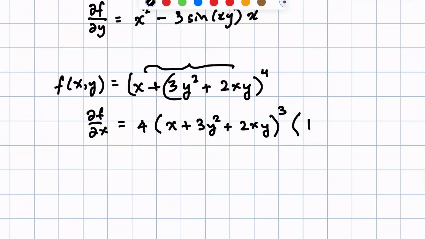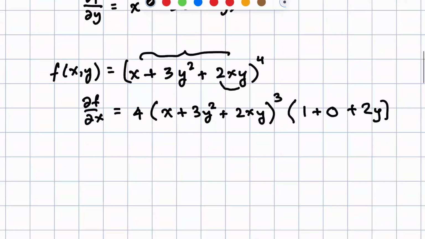Now remember that y is a constant, so the derivative of 3y squared is just 0. And here, what do I have here? Well, the y is a constant, so 2y is the constant that's attached to x. So the derivative is just 2y, 2 times the constant. So that would be the partial in x.